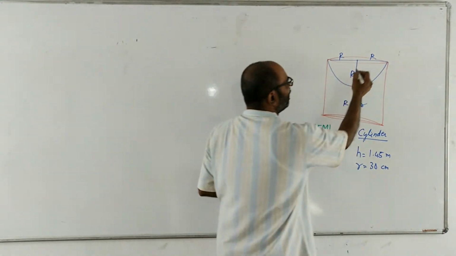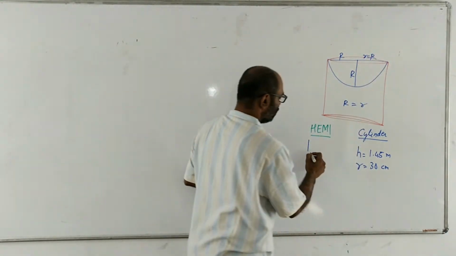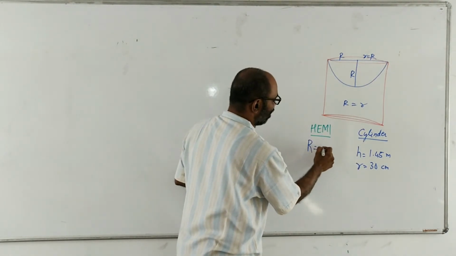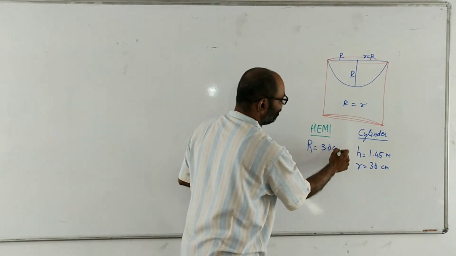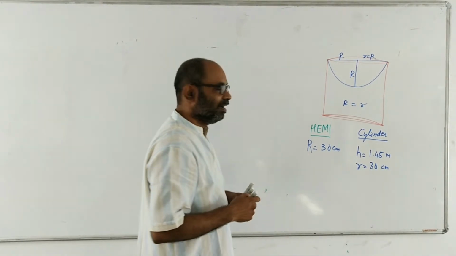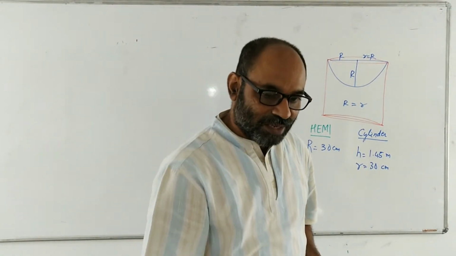दोनों same ही है. R same ही है. So okay, capital R is how much? 30 centimeter. वो भी 30 centimeter होगा. Alright. Let's put the formula now.